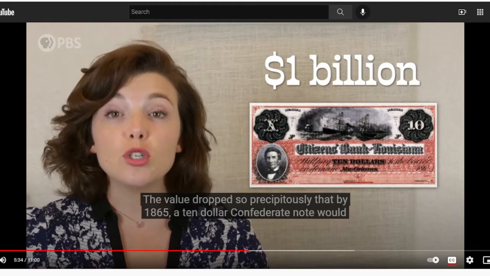The value dropped. So I just want to pause really quick before we get to the end of this. That's two different terms for the United States dollar thus far that they were known by. Now we just call it the dollar, flat out. But previously, it was actually called the continental dollar, or then after that, greenbacks.